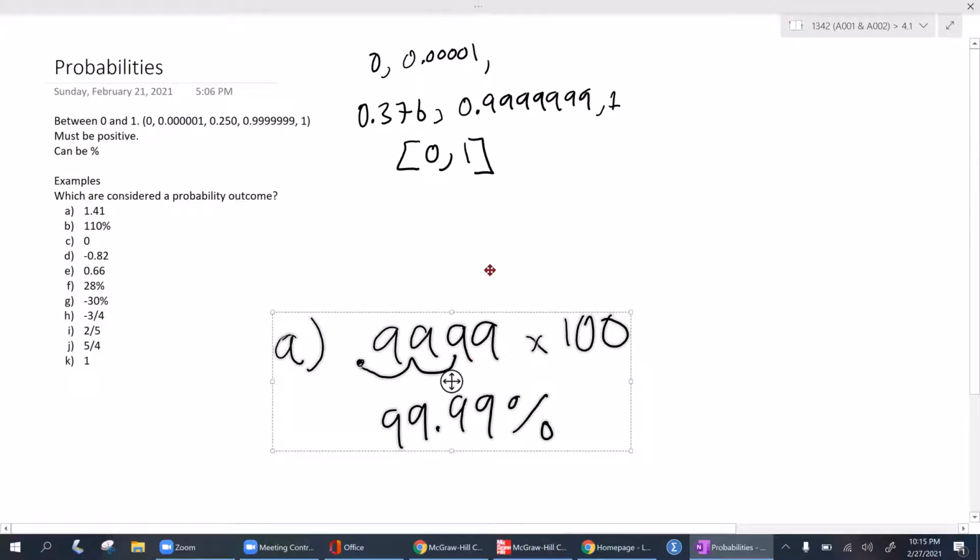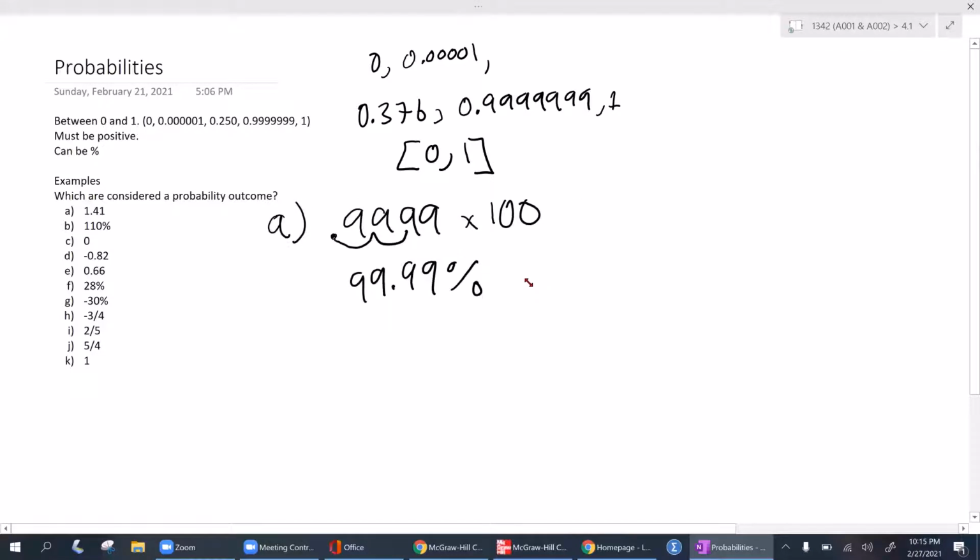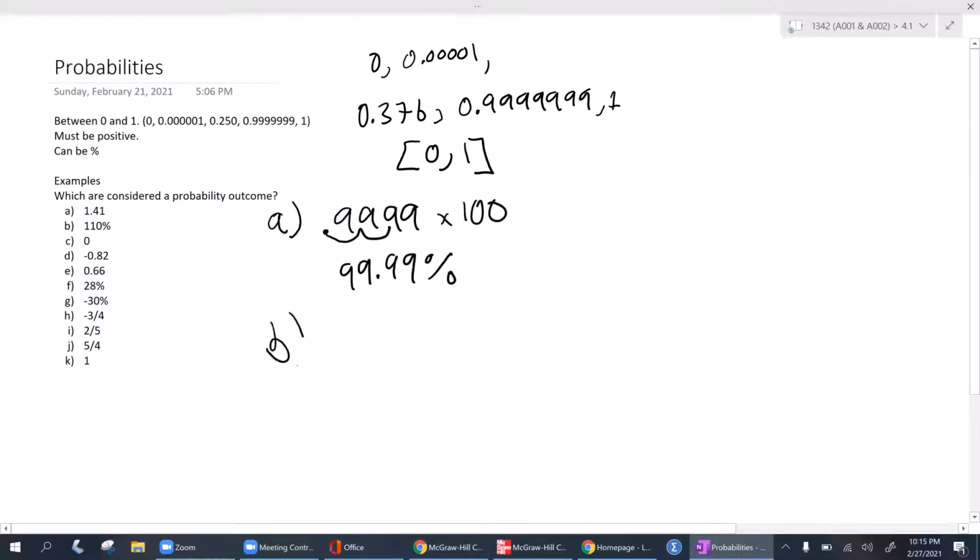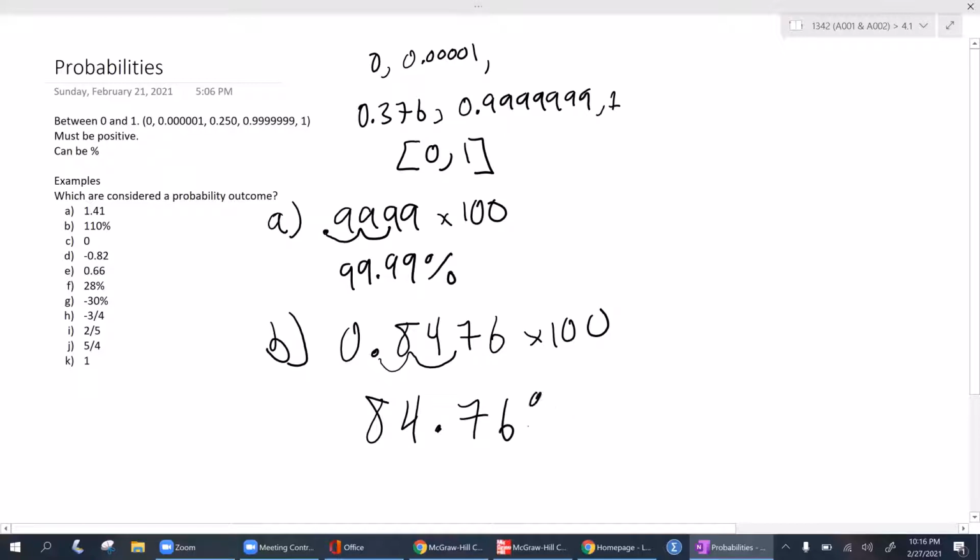Let's do another example. Let's do example B. Let's say I studied so-and-so hours, and I believe the probability of me passing this exam is 0.8476. Okay, but you want to know what this is in percentages. So you're going to multiply this by 100 in your calculator, or you can move the decimal to the right twice. So the probability of me passing my exam is 84.76%.